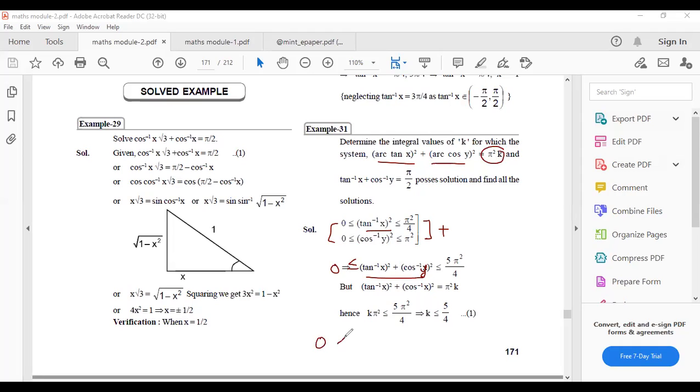So will the condition look like 0 less than or equal to pi square k less than or equal to 5 pi square by 4? Yes or no? Will the condition look like this? Because the middle value as given in the question is pi square k. So if I replace this by pi square k, I get the condition 0 less than or equal to pi square k less than or equal to 5 pi square by 4.